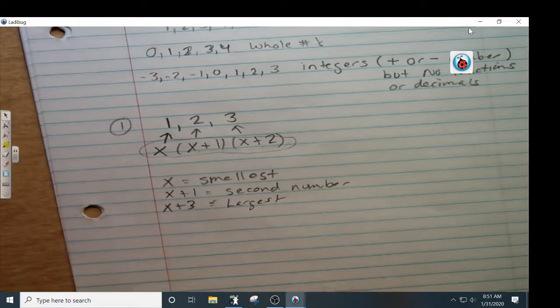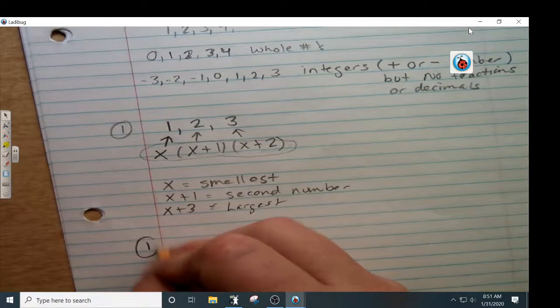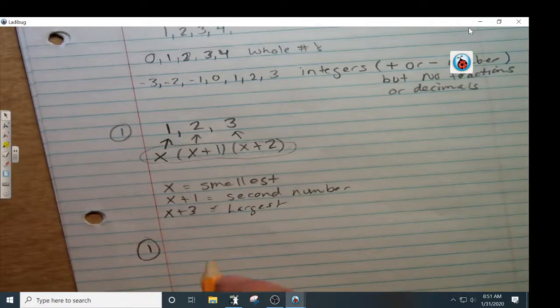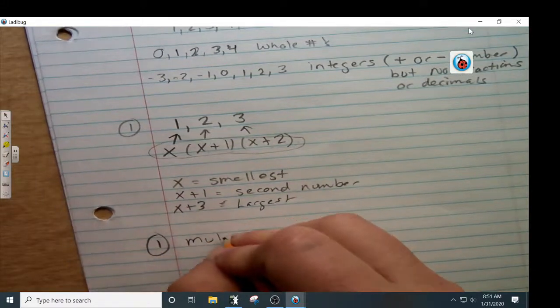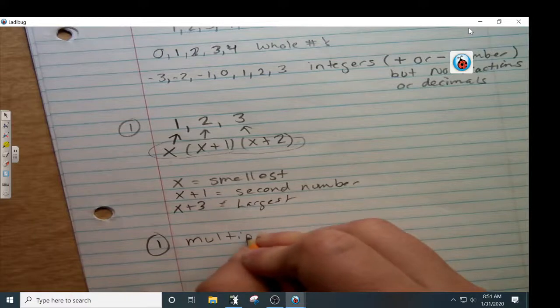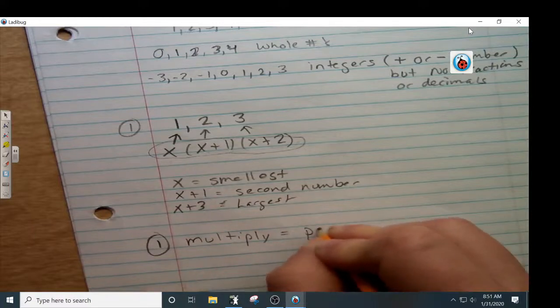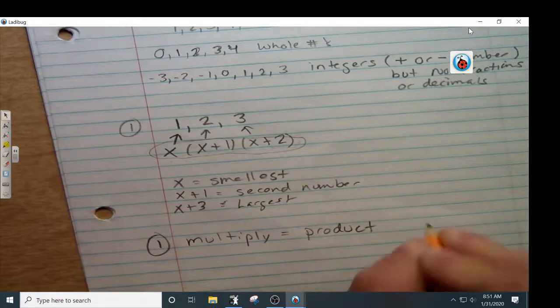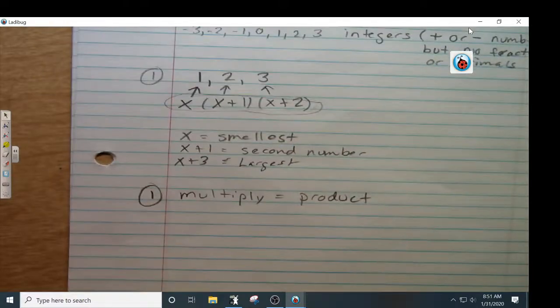Now, find number 1. So it says find 2 consecutive integers whose product is 72. Now, first of all, what math operation do you do when you get a product? You have to multiply. Multiply equals product. So since it's the product, we know we're going to be multiplying these two integers.